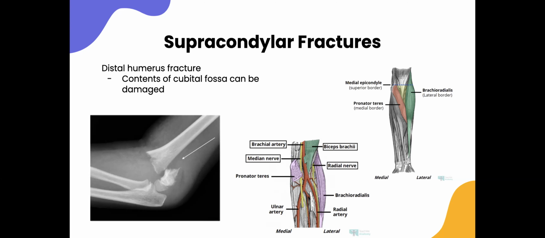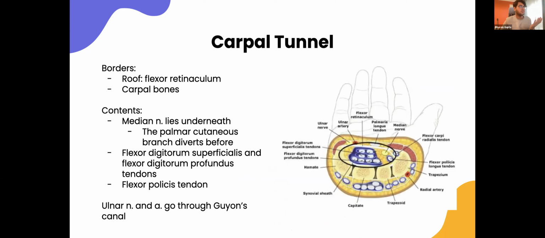Okay, carpal tunnel, really important. Just know that the roof is the flexor retinaculum, and the carpal bones, specifically the second layer of carpal bones or the distal ones, make up the floor and the surroundings of it. What are the main contents, guys? The median nerve, the biggest one, carpal tunnel syndrome, as well as the tendons for the superficialis and profundus, and also the flexor pollicis tendon.